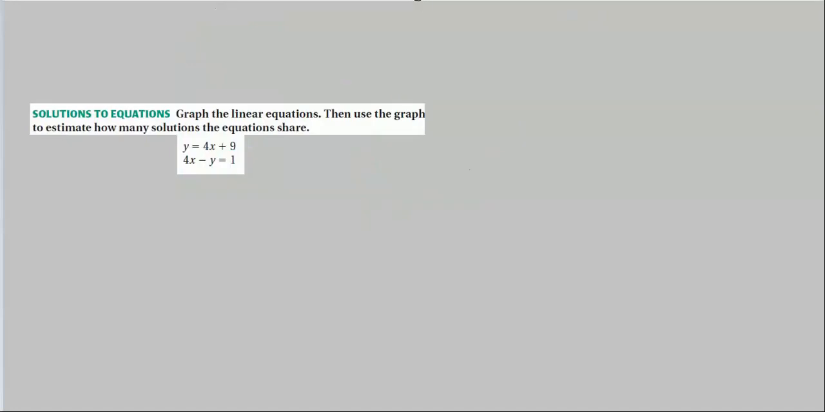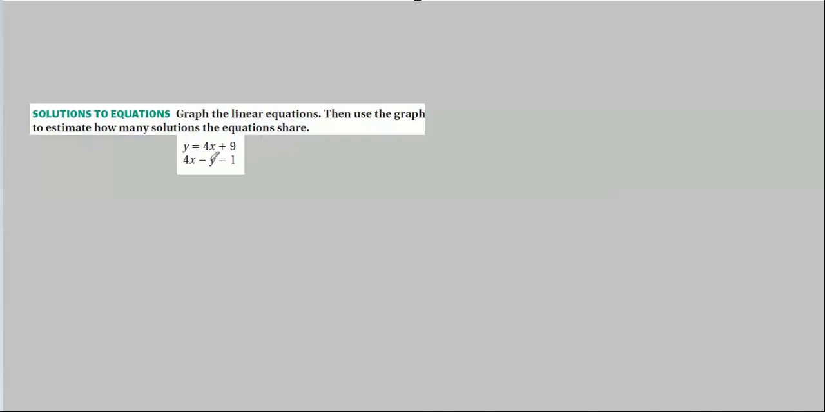Here they ask us how many solutions these two equations share. Remember, sharing a solution means in a sense they intersect. The two lines intersect. It means they're looking for points x and y which solve these equations. So how would we do that? If we wanted to do it algebraically, how would we figure it out?